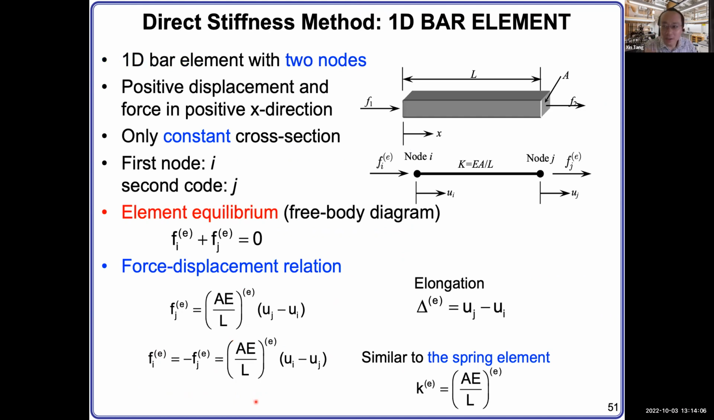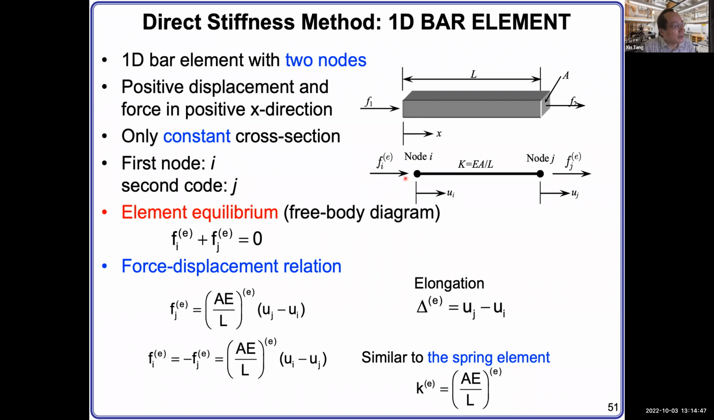Quantitatively, this means that for this bar element, we have two nodes, and we assume everything in the positive direction, like positive x, as this is all a 1D system. We have positive displacement in the positive x direction. And they only have a constant cross-section area for this case. Here we have node I and node J, two nodes. On node I you have UI, on node J you have UJ. That's the displacement. The net change of displacement between them is the deformation of this bar.